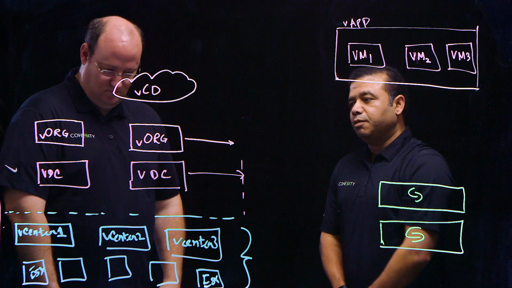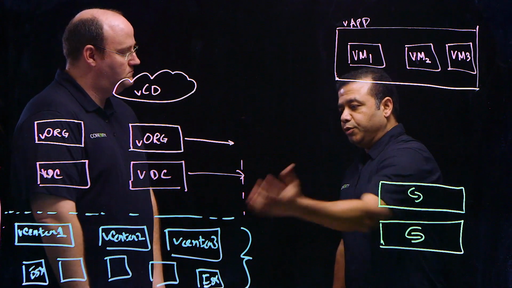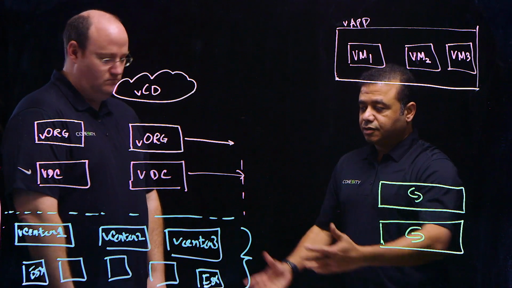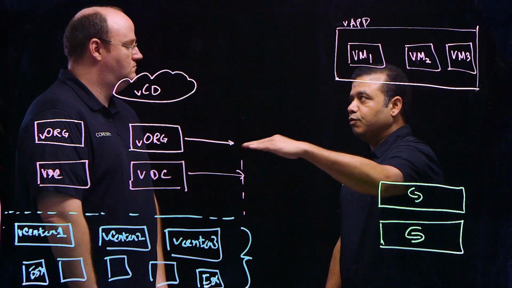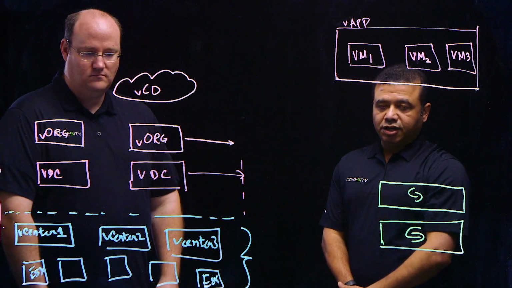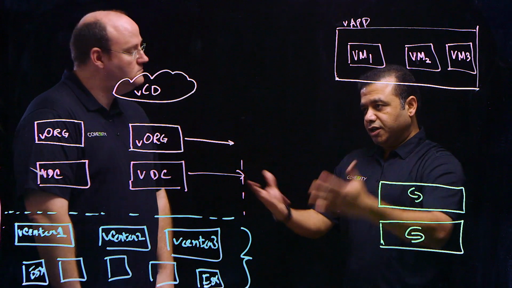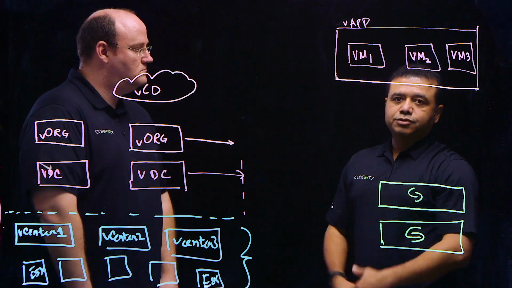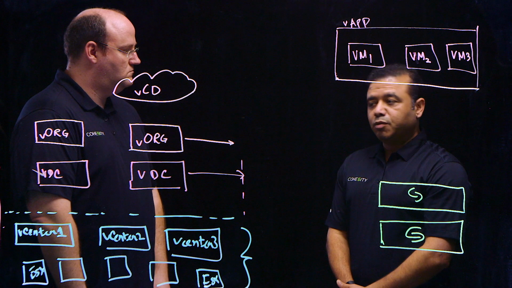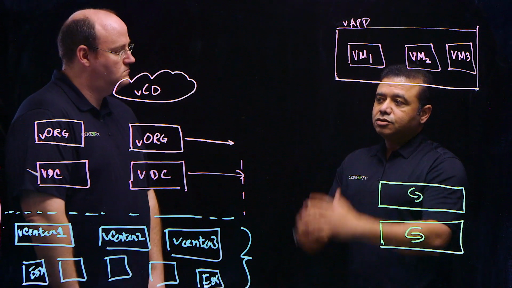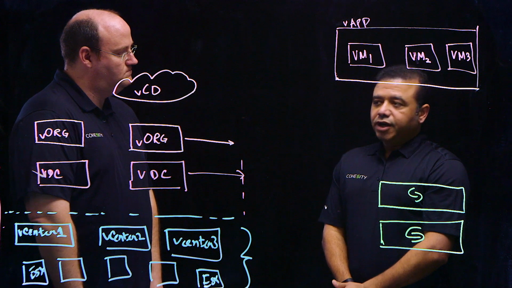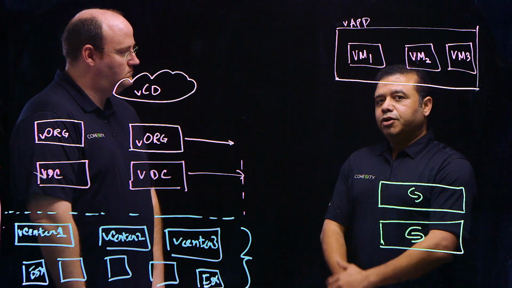This is a typical diagram of a VCD layout where you have physical servers, vCenter servers and ESX servers clubbed together, and then they are logically separated into virtual data centers and virtual organizations. Now, these virtual organizations are then ultimately used by either tenants of the service provider or by lines of business in a large enterprise.